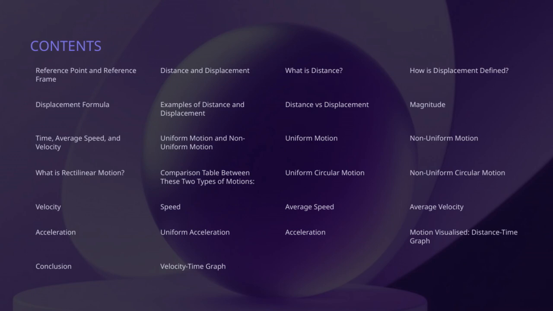When we talk about uniform circular motion, the object moves at a constant speed along a circular path, which is different from uniform motion, where the object moves at a constant speed in a straight line. The velocity-time graph is useful because it shows how velocity changes over time, helping us analyze acceleration. Distinguishing between distance and displacement is important. Distance is the total length traveled, while displacement is the straight line difference between start and end points.